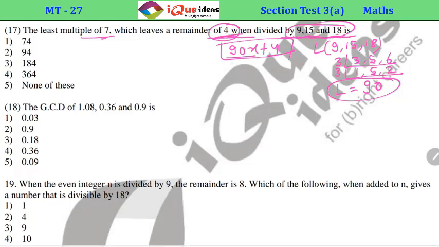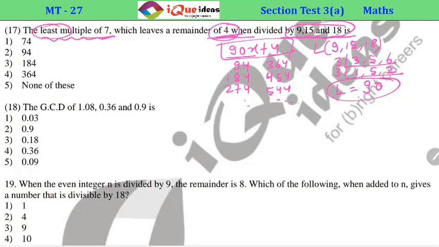Right? Now let's take some numbers. If I take x equal to 1, it will be 94. If I take x equal to 2, it will be 180 plus 4, 184. If I take x equal to 3, it will be 270 plus 4, 274. Similarly, 364, 454, 544 and so on. Right? Now what we have to do is, out of all these numbers, we have to find a number that is divisible by 7, starting from the smallest, because we need the smallest one.